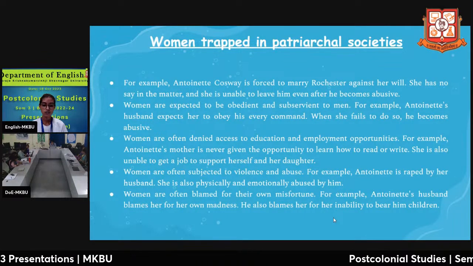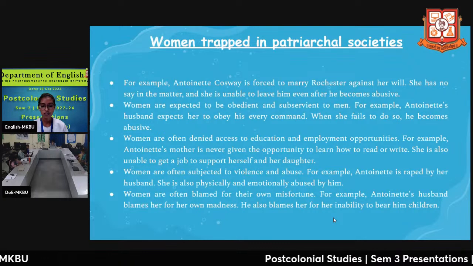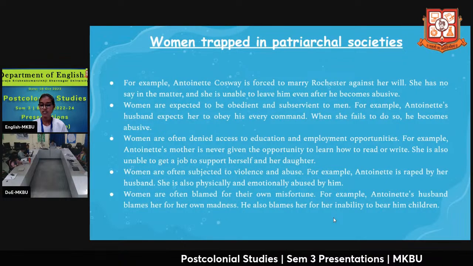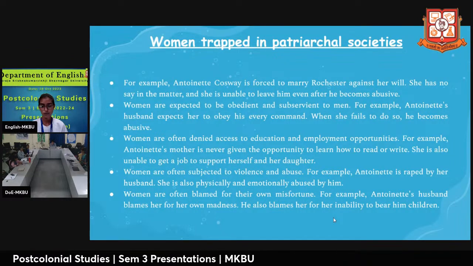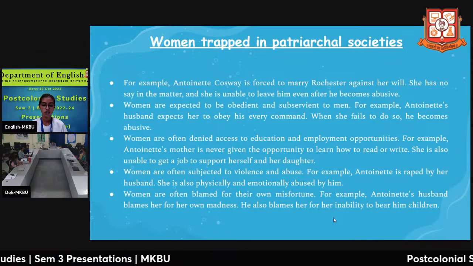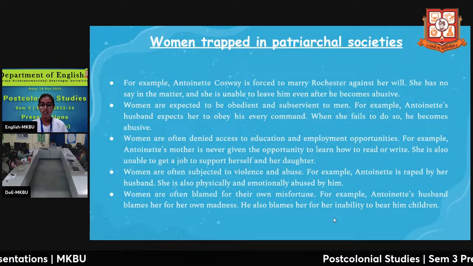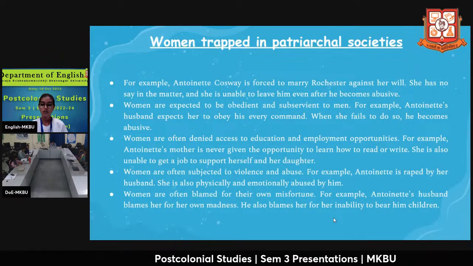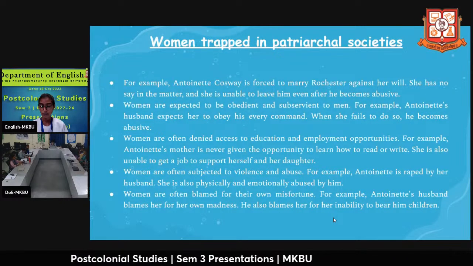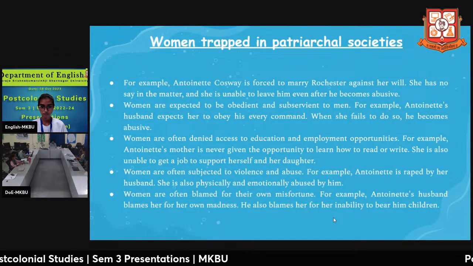Women are often subjected to violence and abuse. For example, Antoinette is raped by her husband. She is also physically and emotionally abused by him. Women are often blamed for their own misfortune. For example, Antoinette's husband blames her for her own madness. He also blames her for her inability to bear him children.